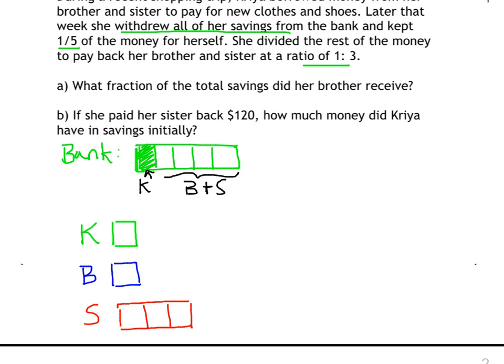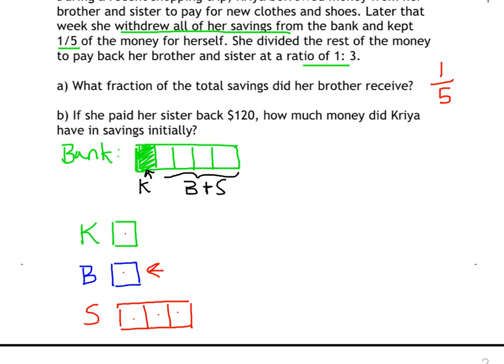The first question says, what fraction of the total savings did her brother receive? Well, if we look at it, he gets 1 unit out of 1, 2, 3, 4, 5. Again, we knew that the bank was divided into 5 parts, so the fraction is 1/5. Just like Kriya kept 1/5 for herself, her brother received 1/5 of the savings as well. She apparently owed him that much.